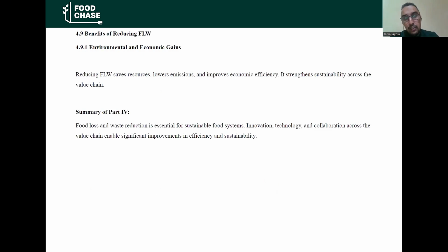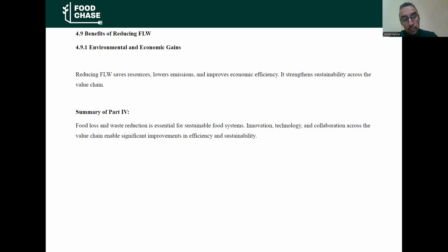Finally, we will talk about the environmental benefits. Reduction of food loss and waste saves resources, lowers emissions, and improves economic efficiency. It strengthens sustainability across the value chain and improves the industry process, improves the quality of the product, and improves transparency between the industry and consumers.